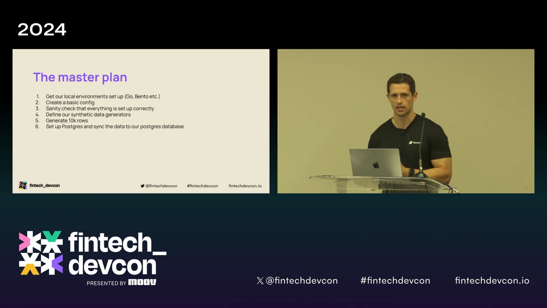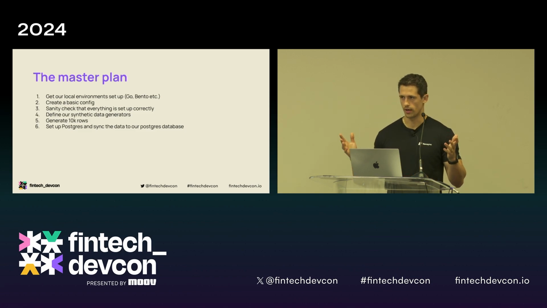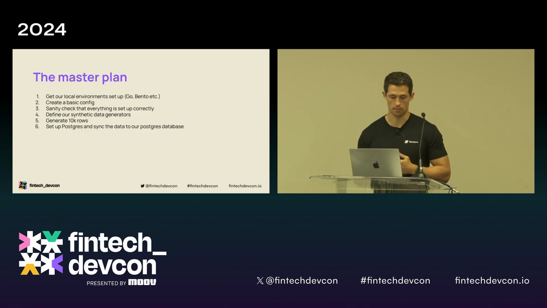And this is our master plan. The way to do this is that we'd want to get a local environment set up. We'd want to download Go if you don't already have it, download Bento, pretty easy to download. We want to create a basic config, and I'll talk about what a config looks like, and I'll actually pull up Bento and show you. We'll sanity check that everything is set up correctly. We want to define our synthetic data generators, generate our actual data, and then set up Postgres, and then sync the data to our Postgres database.